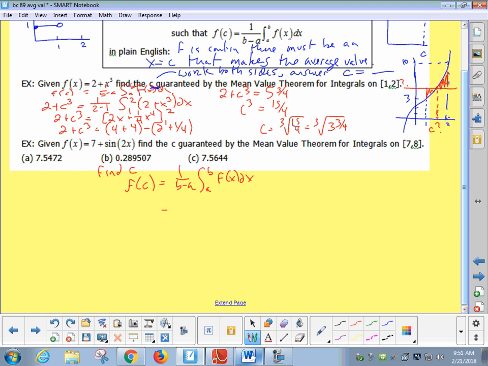So, great. Get me started. Yeah, 1 over 8 minus 7. The right side is 1 over 8 minus 7 from 7 to 8 of 7 plus sine 2x. Okay? With calculator, that's pretty easy. Evaluate that, please. And would you throw 3 decimals at me, please?